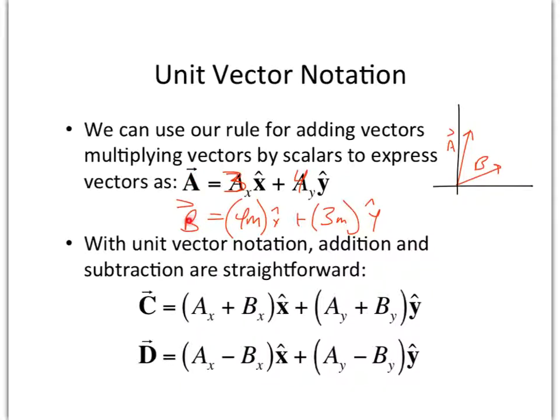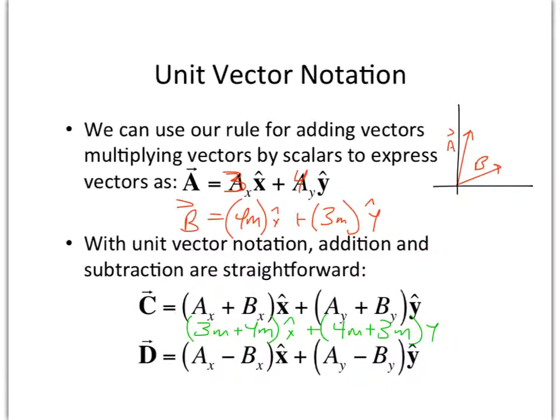So if we say A plus B equals C, the sum of them would be the sum of the x values, x hat, and the sum of the y values, y hat. So if we were to add them together, I'll do this in green, all right? So vector C would be written 3 meters plus 4 meters, x hat, and 4, did I write that correctly? Yes. 4 meters plus 3 meters y hat.